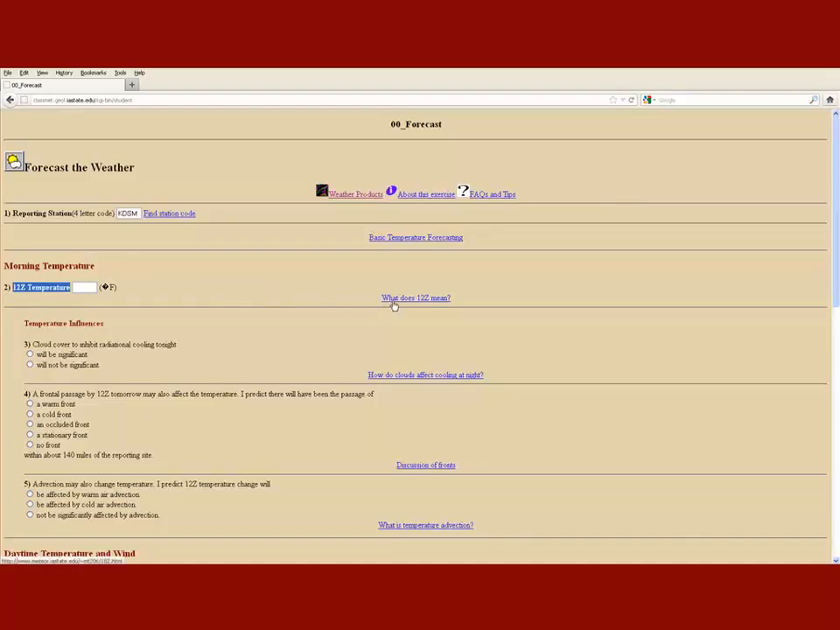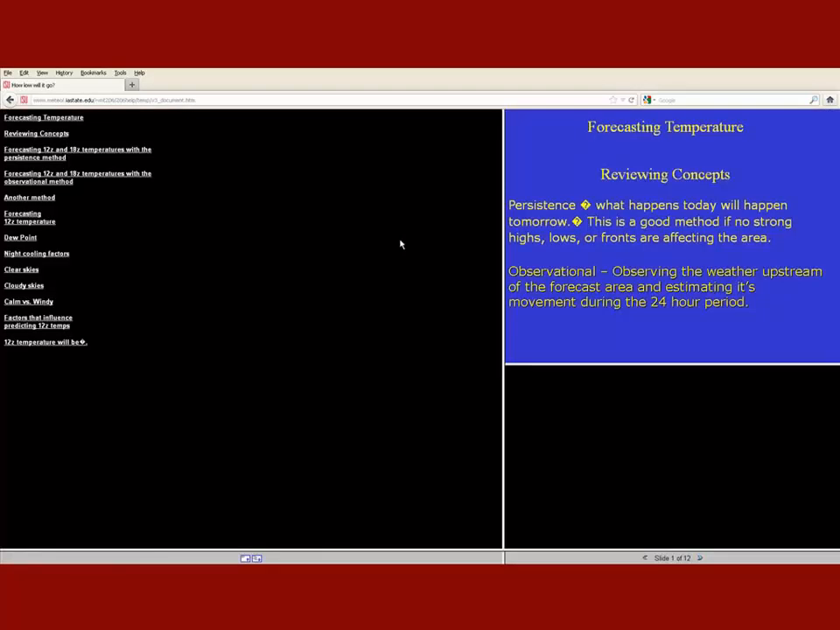And notice here we've got this link that talks about basic temperature forecasting. If you click on that, there is a series of a few PowerPoint slides, 12, and it talks about the different types of forecasting temperatures. One example of forecasting temperatures is called persistence. In other words, you find out what the 7 a.m. temperature was today and say it will be the same temperature tomorrow. Sometimes that works. But you know, living up here in Iowa, you know that weather can change very quickly.